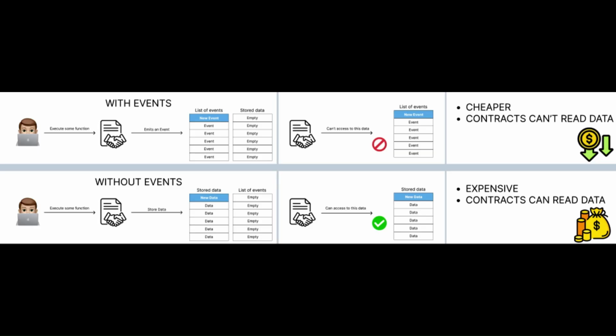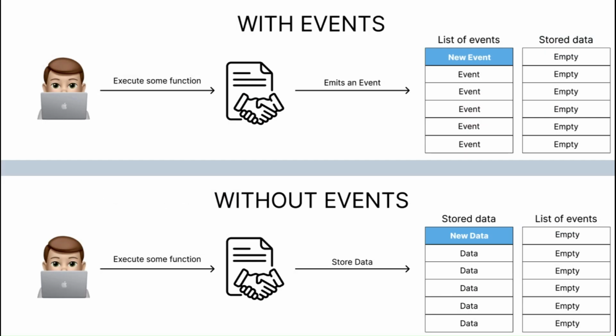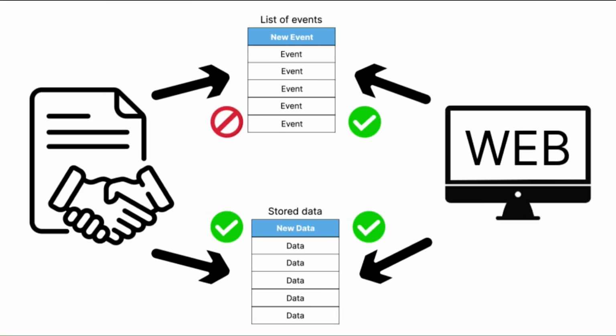Events work to store data in the blockchain using as little gas as possible. The main difference between storing data using events and using variables from our smart contract is that the contract cannot access the data that is stored with events. However, if the data is stored in the variables of the contract, it can access this data, and other contracts can also access this data only if the main contract allows that.